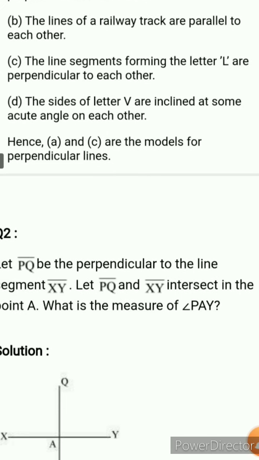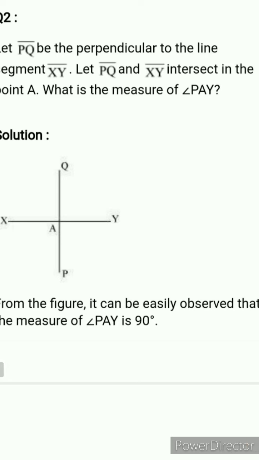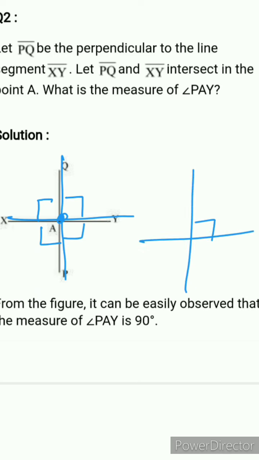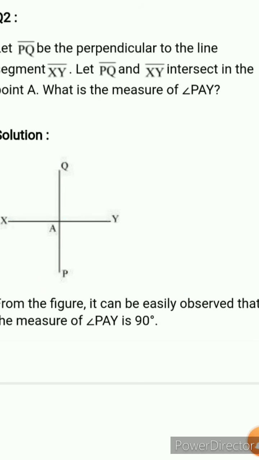Now come to the next question, question number 2. Let PQ be perpendicular to line segment XY. So that is your line segment XY, and PQ is perpendicular to XY. Let PQ and XY intersect at point A, and both intersect here. Clear? At A. If they are perpendicular to each other, it means they are making a 90 degree angle. That is the condition for perpendicular lines. We say perpendicular when one line makes a 90 degree angle on the other line. Clear? So this one is also 90 degrees, that is also 90, 90, 90.